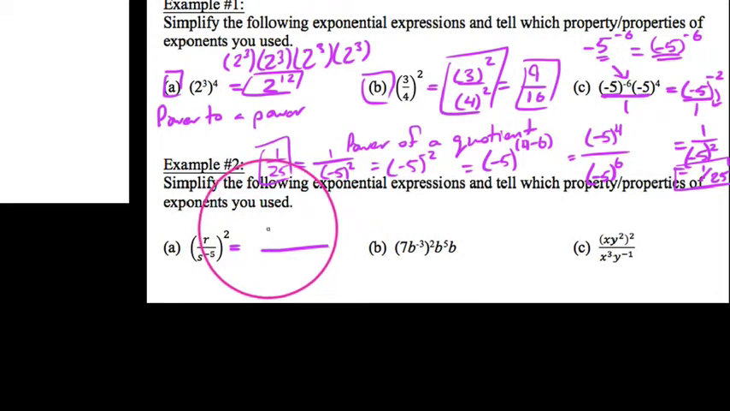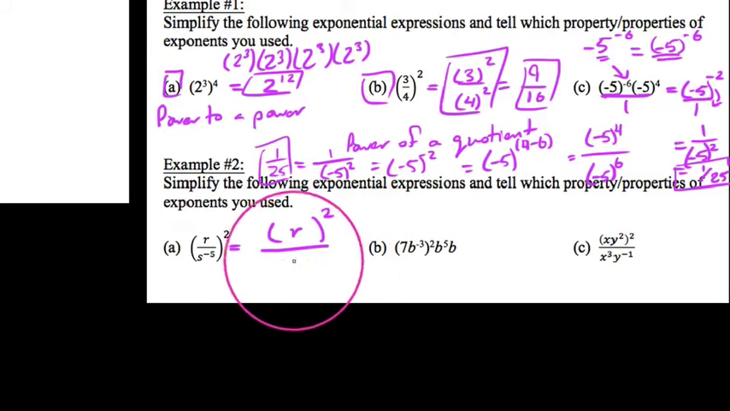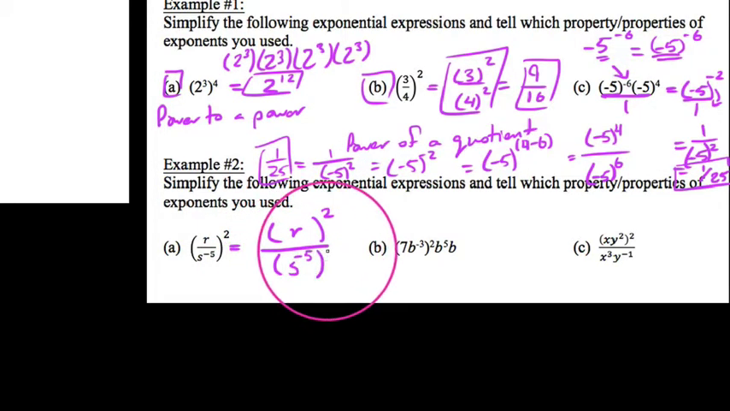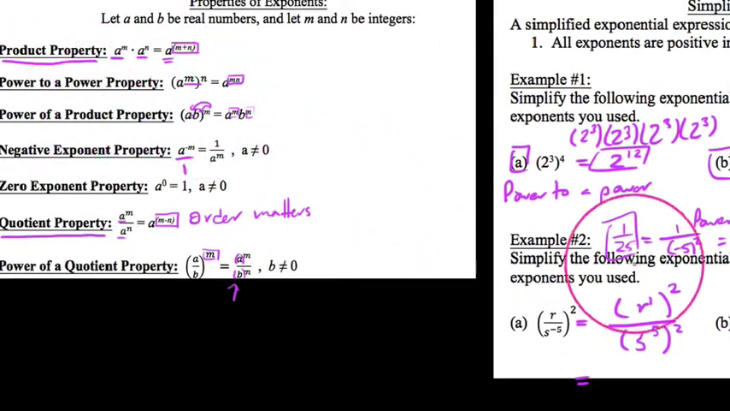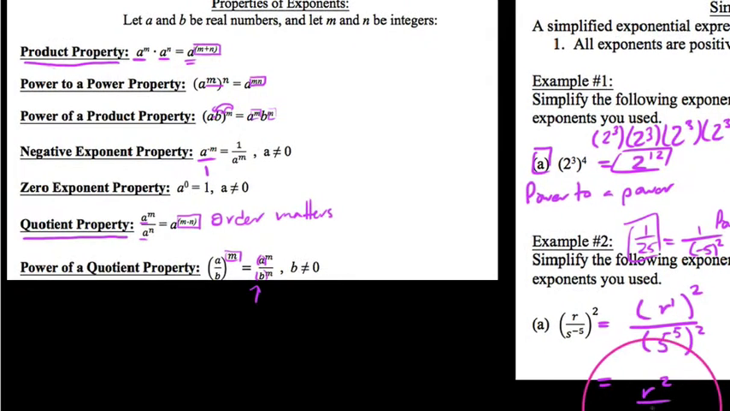So the first thing I'm interested in doing is this. Let's take everything on the top, which is just r, and we'll square it. And then we'll take everything on the bottom, which is s to the negative 5 power. We'll square it. So now looking at this, let's just simplify the top, and then we'll simplify the bottom. Usually when you work with a quotient, you want to simplify the numerator and denominator separately. So the top here, I have r to the first to the second. Technically, this is my power to a power property that says I should go r to the 1 times 2 and multiply my exponents, but I just get r squared. We can easily recognize that.